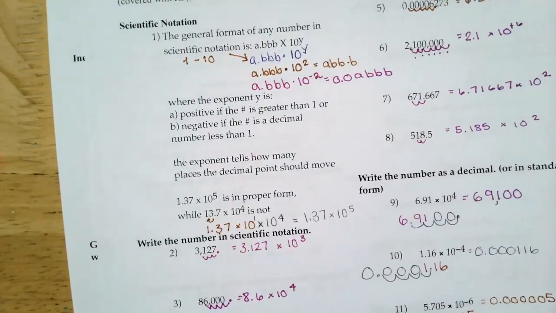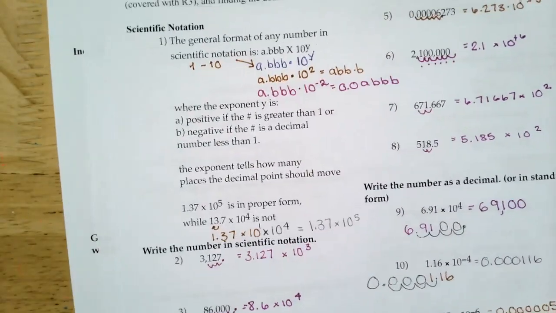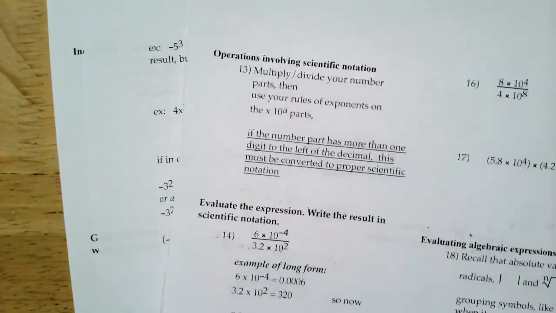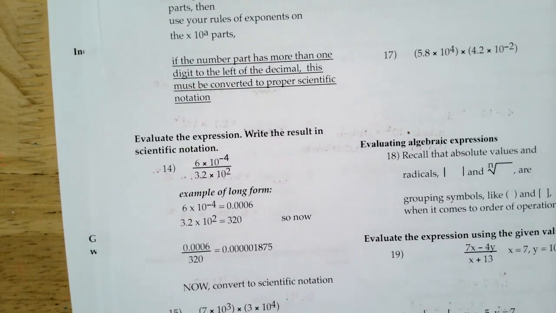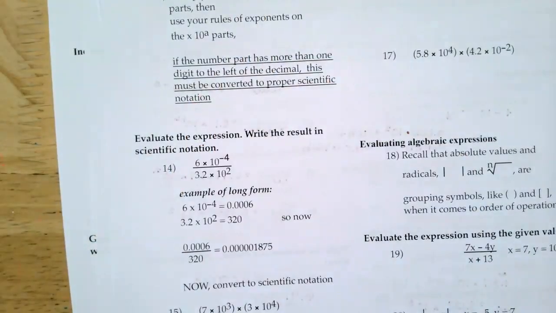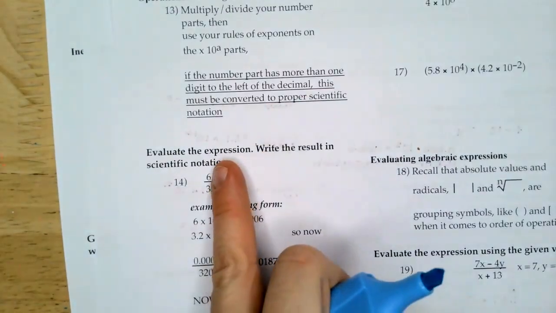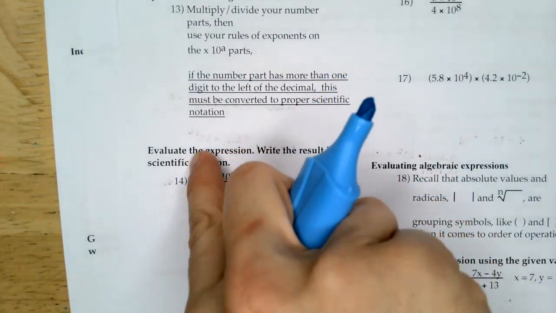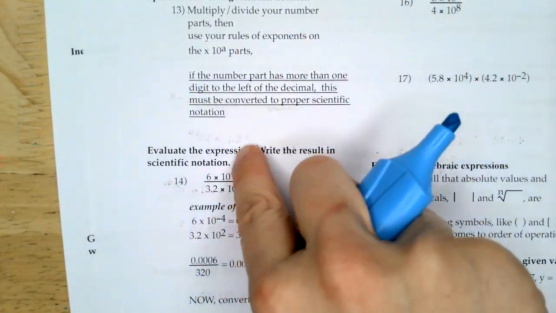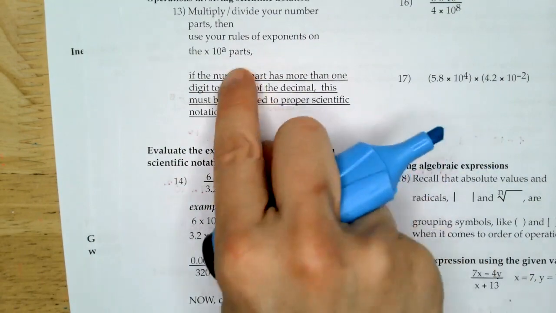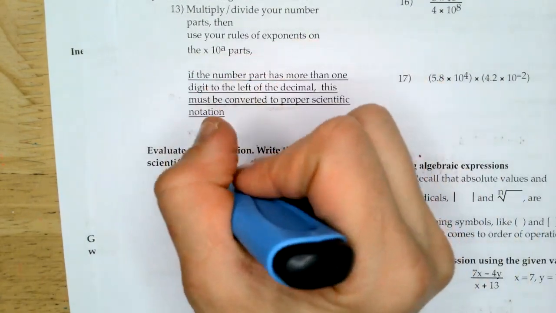I'm going to save you the time, but you can do it, and all of the answers are at the end of this. Don't worry. Okay, the next thing we're going to work on is operations involving scientific notation. So you can multiply or divide the coefficient and then multiply and divide the exponent half using the rules of exponents. That's what I like to do.